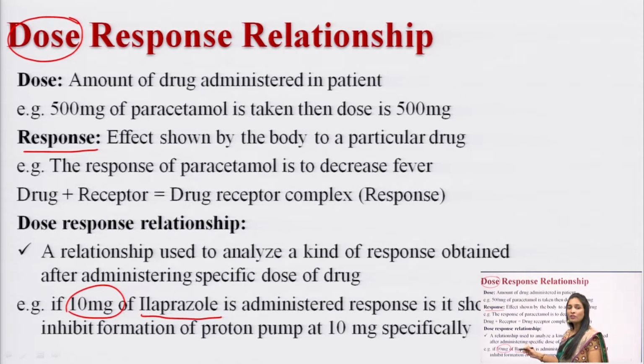And how does it reduce the gastric acid secretion within this 10 mg? So, I think dear learners, you can get clear with this dose-response relationship. The dose means how much amount you have administered; the response is what you see after administration of any drug; and the relationship is what we analyze between the administered drug and its response. If you are taking ilaprazole, it specifically inhibits the proton pump within 10 mg.